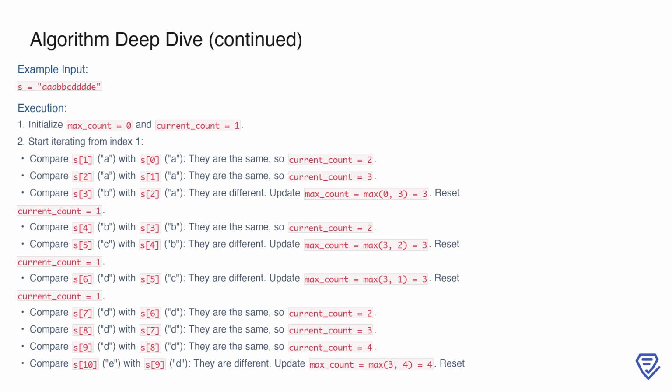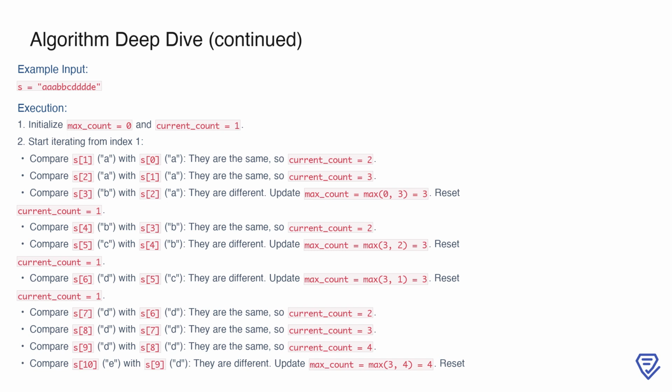When we encounter b, it's different from a, so we update max_count and reset current_count to 1. The next comparison involves two b characters, so current_count increases to 2 before encountering c, which resets the streak again. This process continues as we handle the d characters, where the streak extends to 4. Finally, the last character ends the streak, prompting one last update to ensure max_count captures the longest streak.